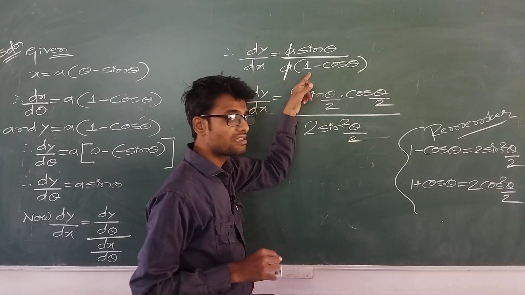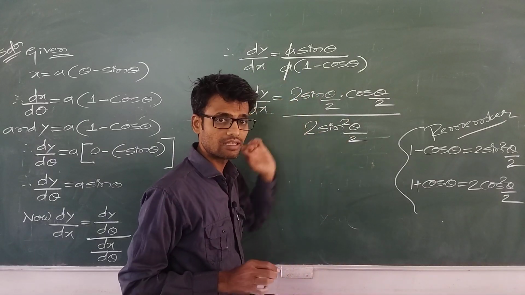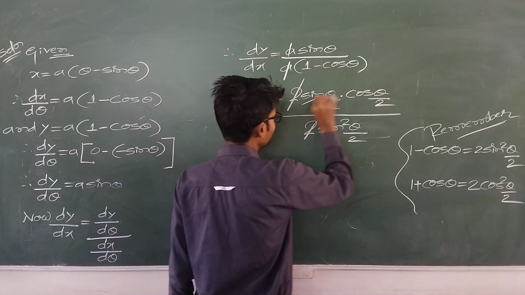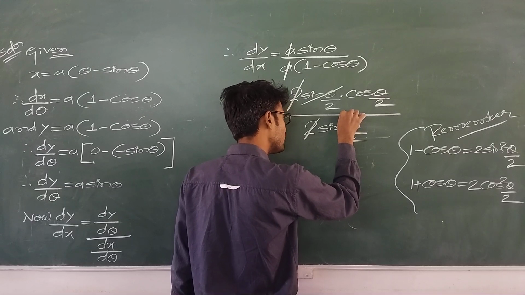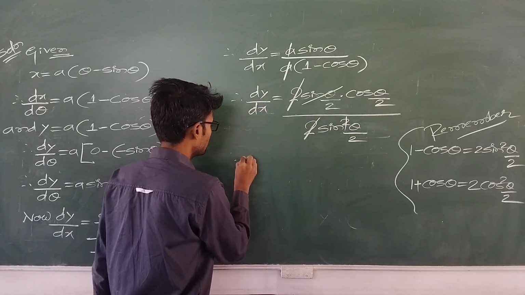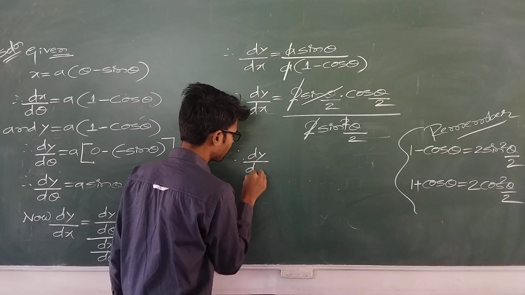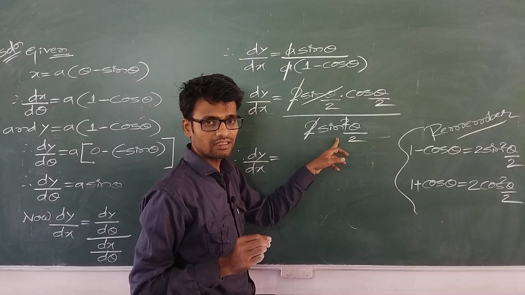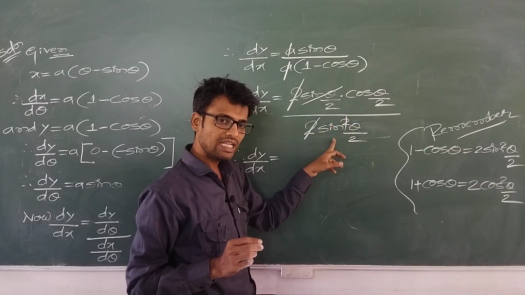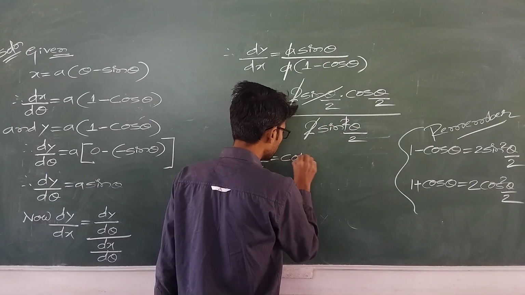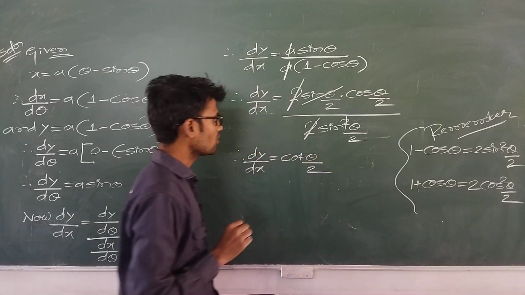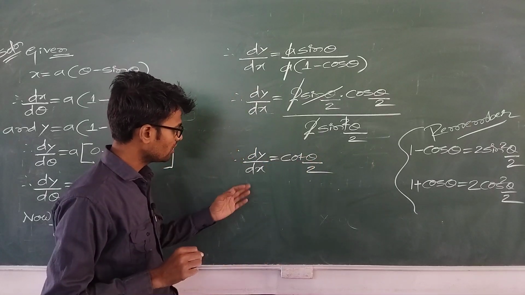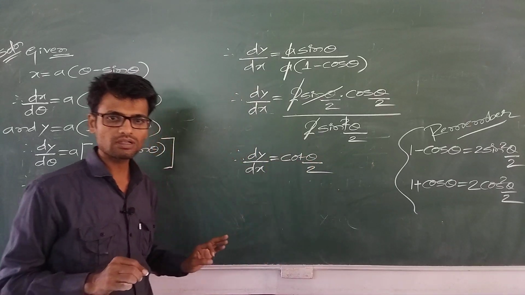And here, in place of 1 minus cos theta, I am using 2 sin square theta by 2. So now 2 gets cancelled. Next, one sin theta by 2 and the other sin theta by 2 form sin square theta by 2, so one gets cancelled. So therefore I will write dy by dx is equal to cos theta by 2 divided by sin theta by 2. It is cot theta by 2. So the value of dy by dx is equal to cot theta by 2.